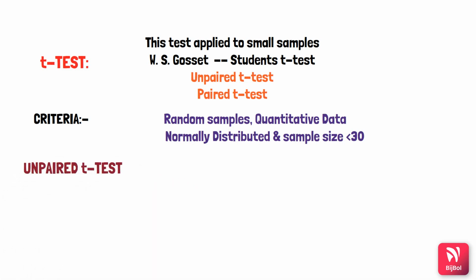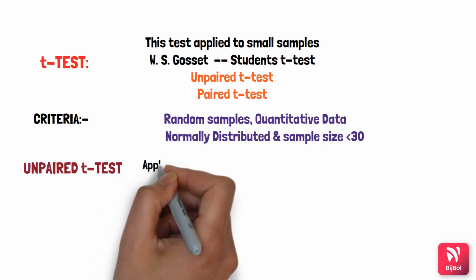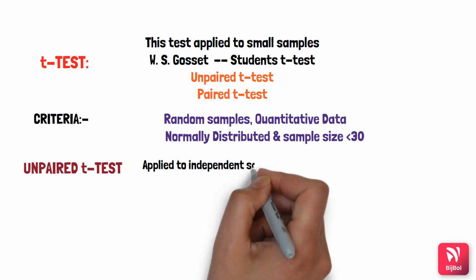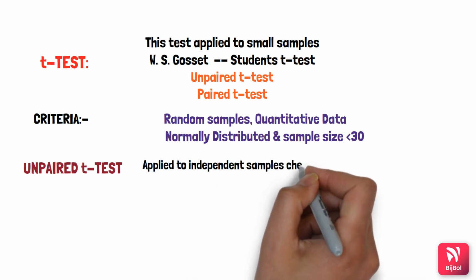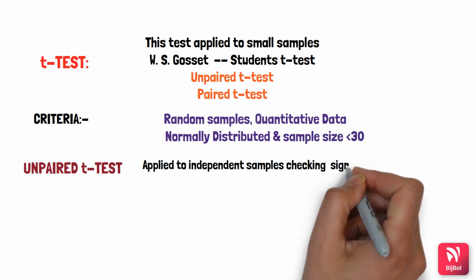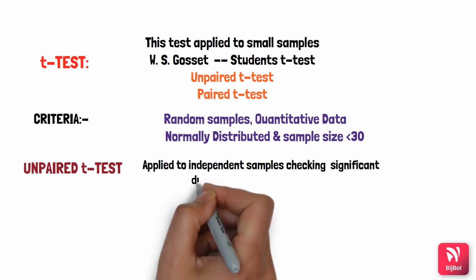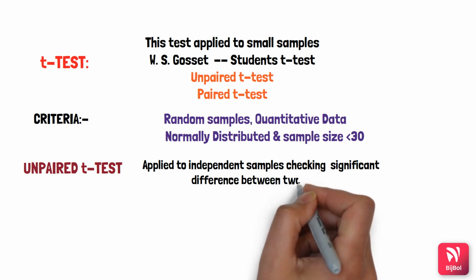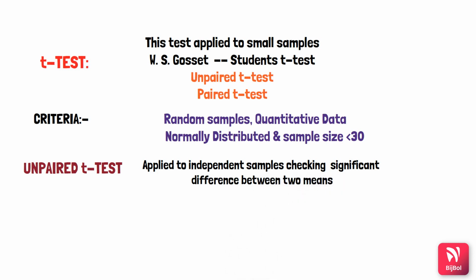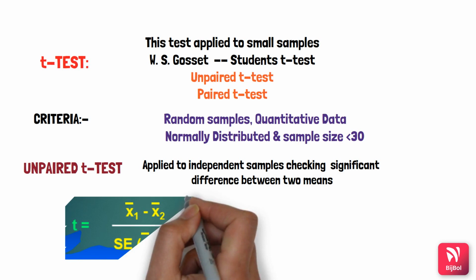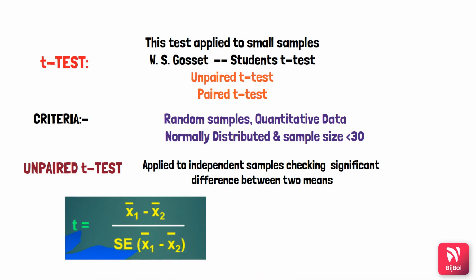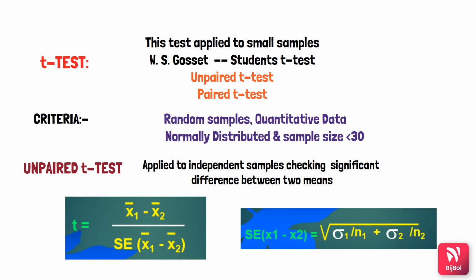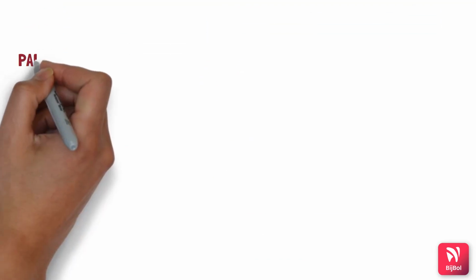Now first let us see the unpaired t-test. When do you do an unpaired t-test? When you have two different groups, that is, suppose we need to compare the dental caries of men with that of the women. So men and women are two separate groups. Then you do this unpaired t-test, and this is the formula. This is applied to two independent samples and checks the significant difference between the means.